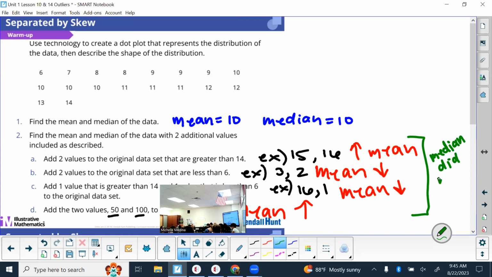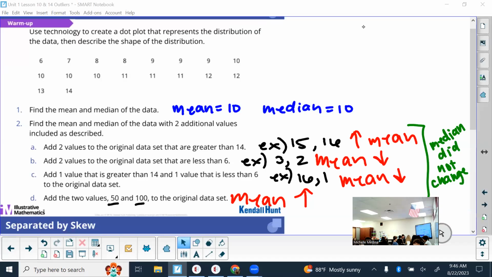Now, discuss in your groups briefly why the mean changed, but not the median. Give me like 30 seconds. Why did the mean change each time?